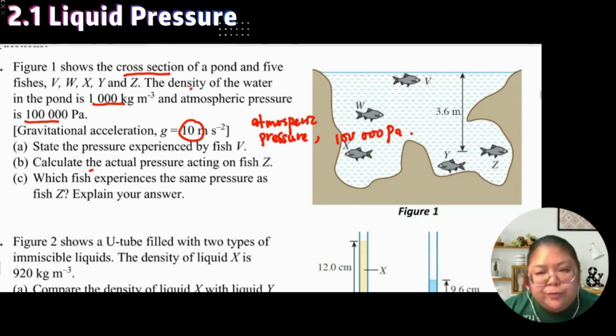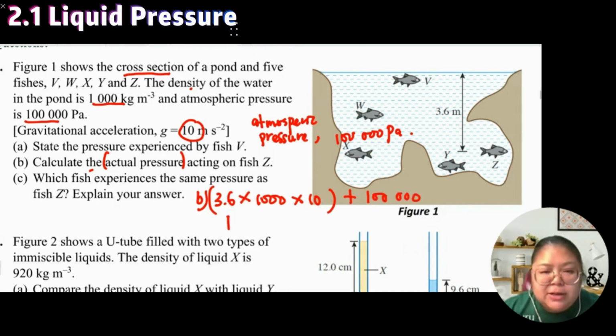Better we write both. B, calculate the actual pressure acting on the fish Z. For fish Z, they give you the depth already. So they say actual pressure. That means you need to add the atmospheric pressure. So for B, h is 3.6, density 1000. They say use that. After that, you need to add your atmospheric pressure. So the final answer, the pressure at the fish at Z, is 1.36 times 10 to the power of 5 Pascal.